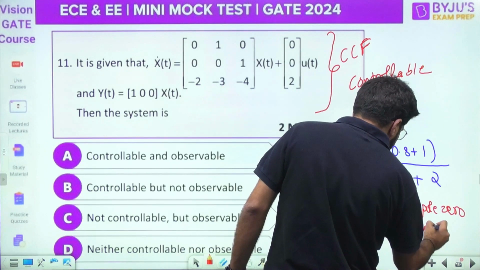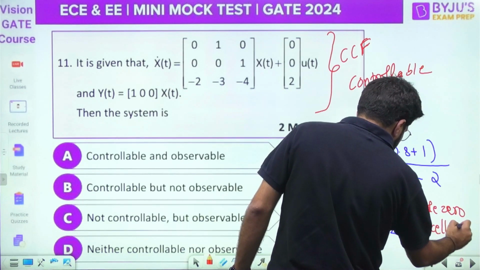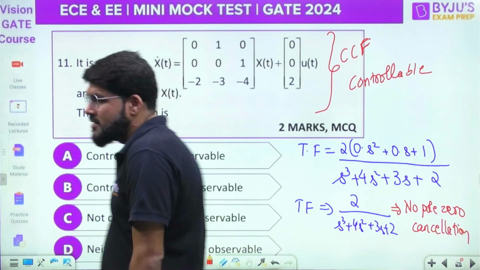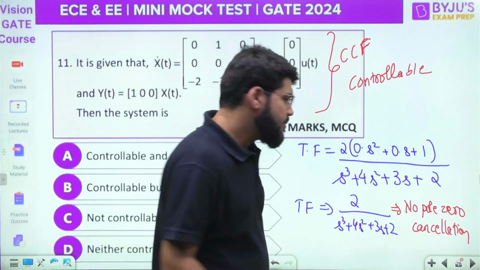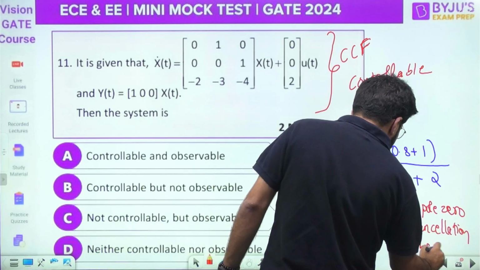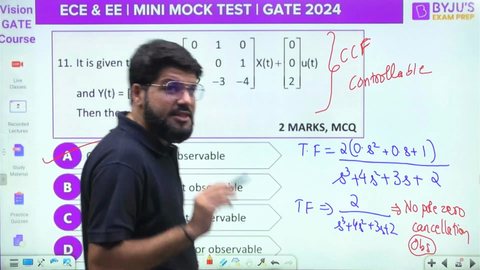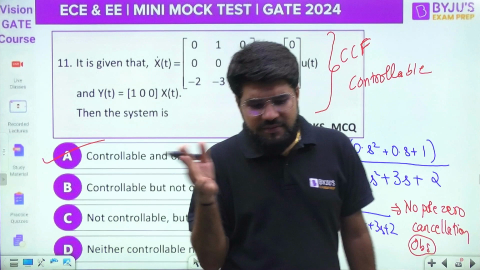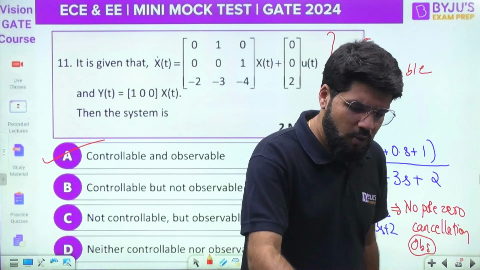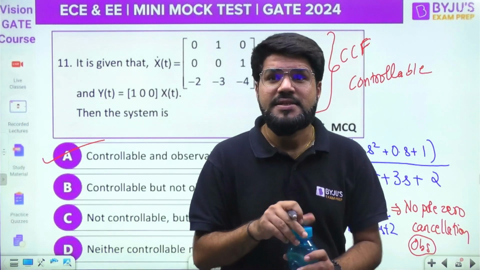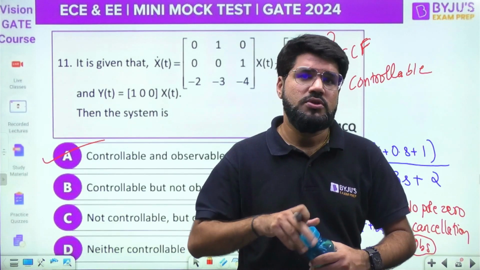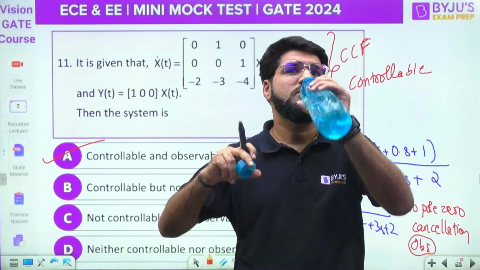That means there is no pole-zero cancellation, so the system is observable. If there is a cancellation, then the system is unobservable. It is controllable and observable, option number A. This must be in the exam. When we are discussing a mock test, we should only follow the approach we are going to use in the exam. So I'm using the exam-based approach.